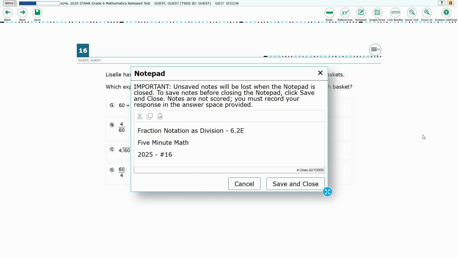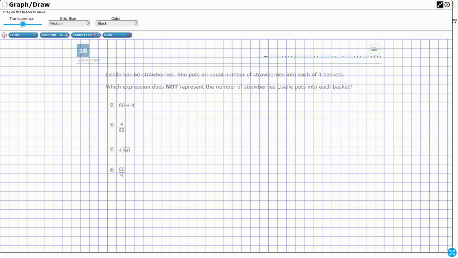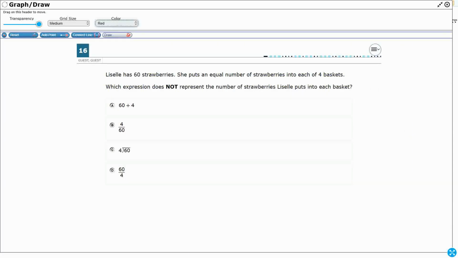Today we are looking at the 6th grade concept of fraction notation as division. This is standard 6.2e in the great state of Texas, and we are using item number 16 off the 2025 released STAAR test. If you haven't done so already, please go ahead and take a moment to pause the video, work this problem out on your own, unpause it, and we will look at our answers together.